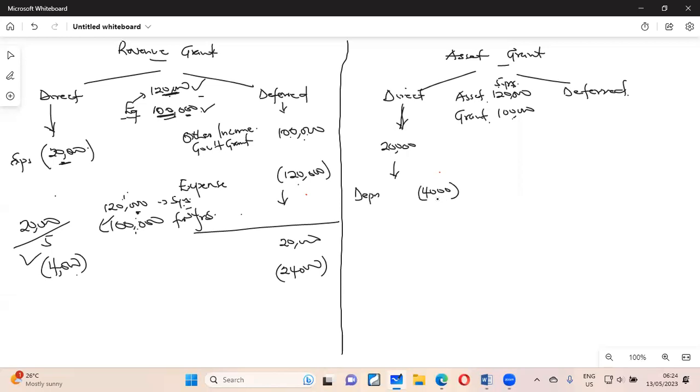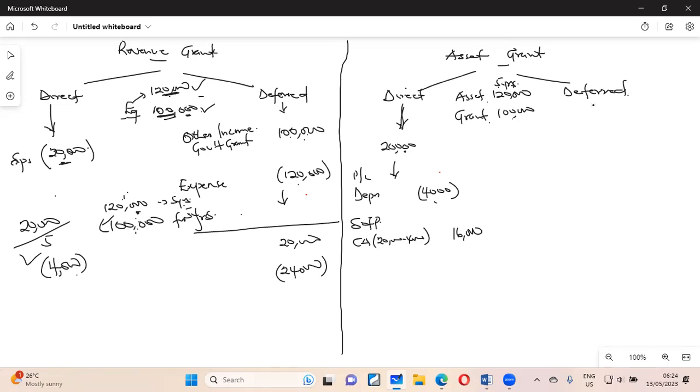That will be the depreciation in the P&L. And when we go to our SOFP, our carrying amount will be the 20,000 minus the 4,000. So our carrying amount will be what? 16,000. So that is what this school of thought is saying. All right, that is it.